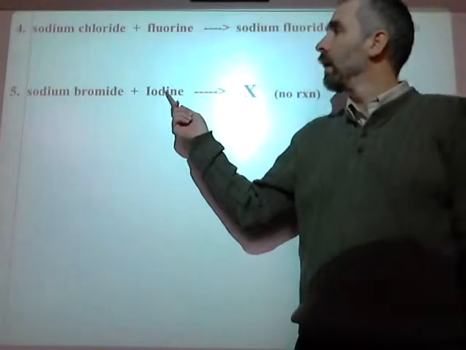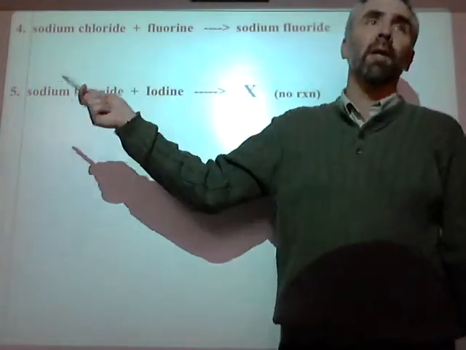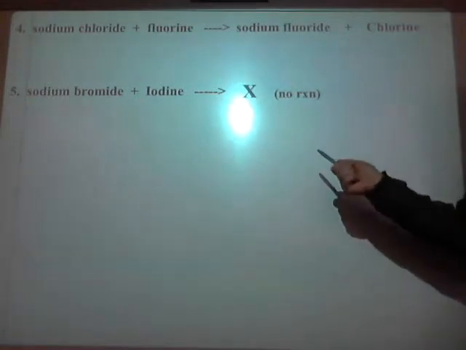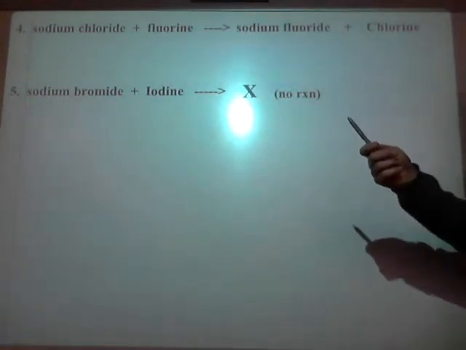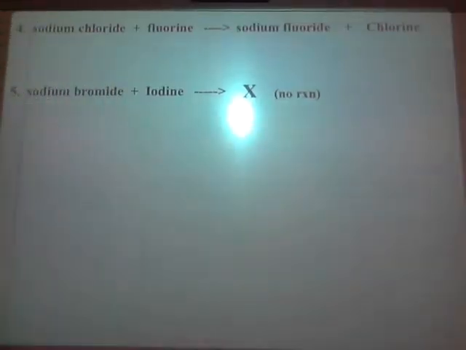And iodine is below bromine. Bromine's stronger than iodine, so iodine cannot replace them. Nothing will happen in this reaction, just like nothing happened in the previous two other places we saw it, with water and with the first one, replacement reaction number 1. Okay, so you can see that again.